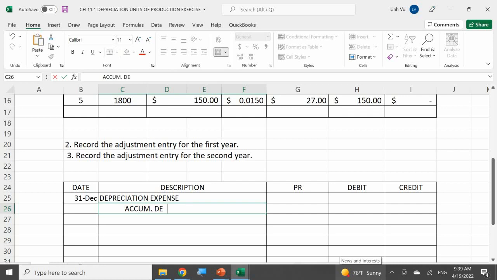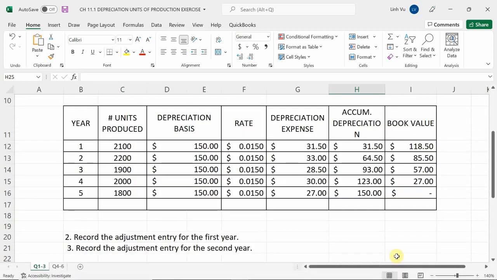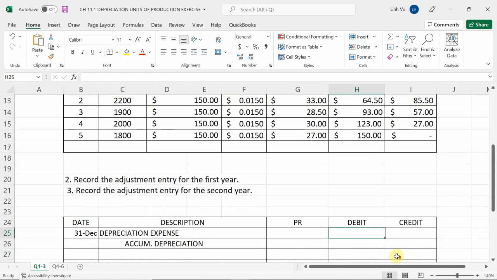I'm going to do ACUM for short. Okay. And it's going to be for how much for the first year? 150. Not 150. That's how much it cost me. $118.50. No, that's how much it's going to be after. What's my depreciation expense for the first year? What did I calculate here? $31.50.